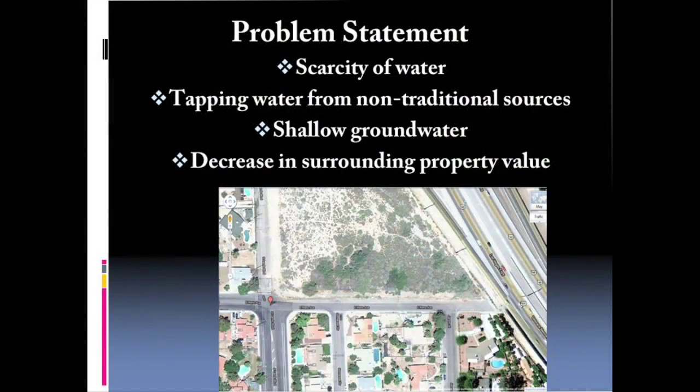So for the problem statement, there's a scarcity of water. We're living in a desert. We don't get that much rain, so it's hard to get good water. And so we're going to look into tapping into non-traditional sources, such as the shallow groundwater.